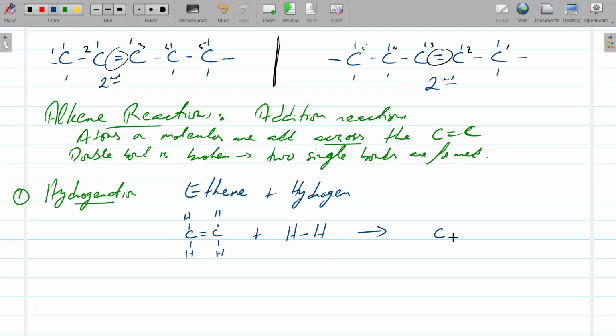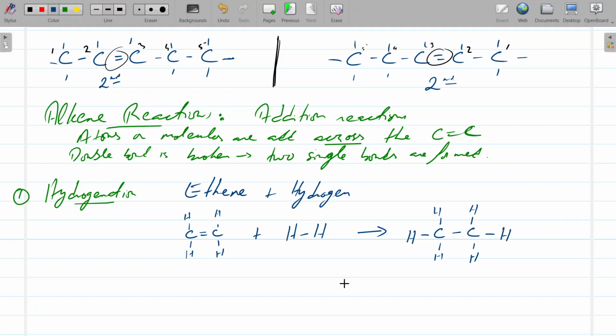Is the number of carbons going to change? No. So you still have two carbons, right? The double bond is gone now. So now you only have a single bond between the two carbons. These are the four hydrogens that you had to begin with from the ethene molecule. What have you added to the molecule? Hydrogen. You've got a hydrogen over here. You've got a hydrogen over here.